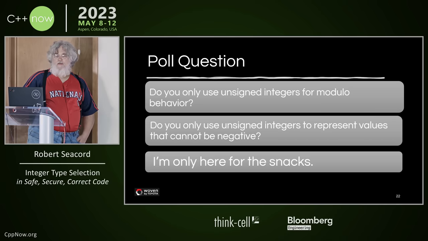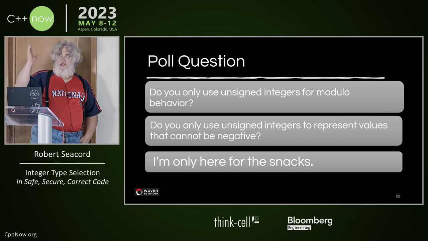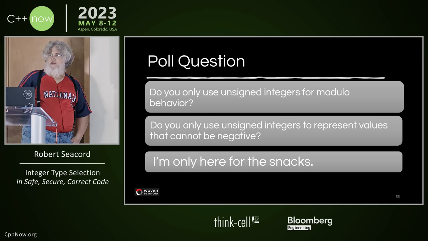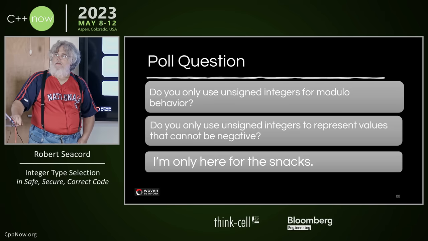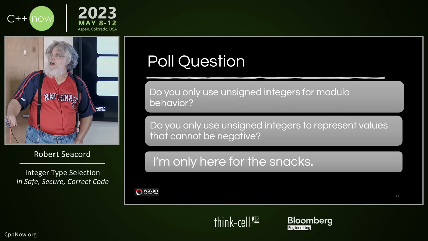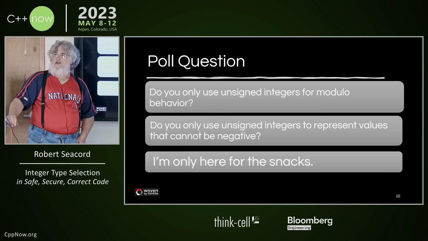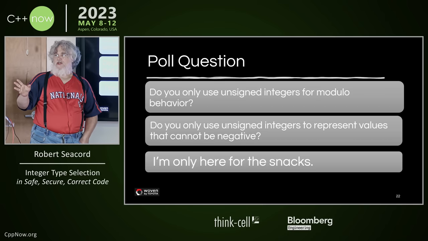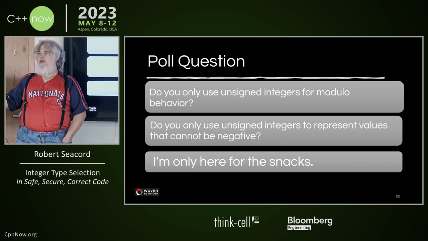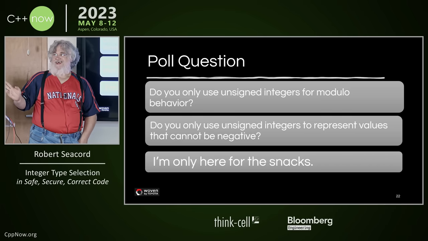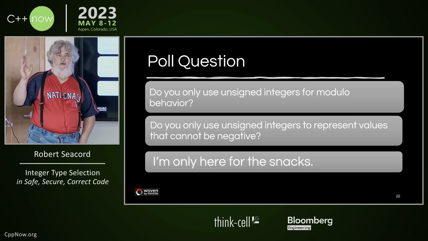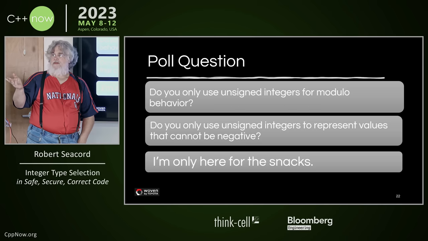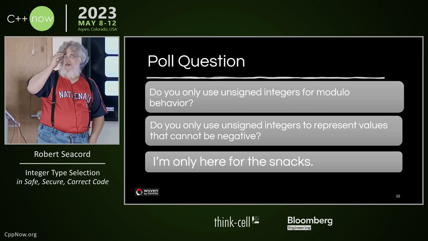So number one, only for modulo behavior. How many people believe that? Clarify, do you mean I only use it when I want modular arithmetic? I only use unsigned integers when I want to have modular behavior. That's the only use case for unsigned integers, to get modular behavior. There's no other possible reason to use an unsigned integer. Okay, anyone for that one? Zero people. Wow. Okay, so I think I can wrap. I feel like that was my argument.